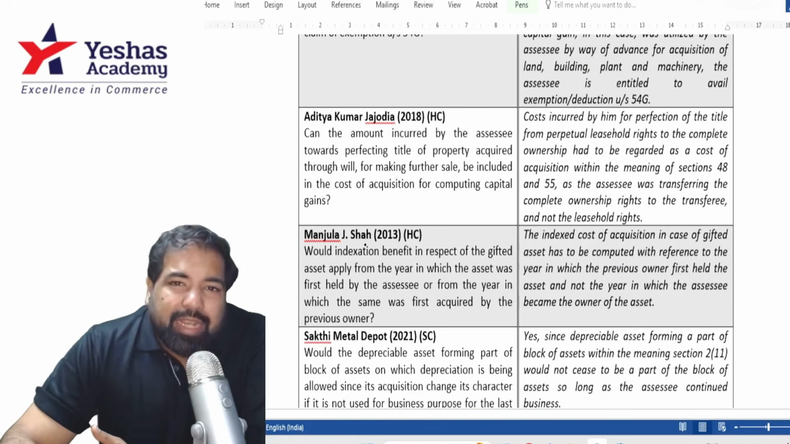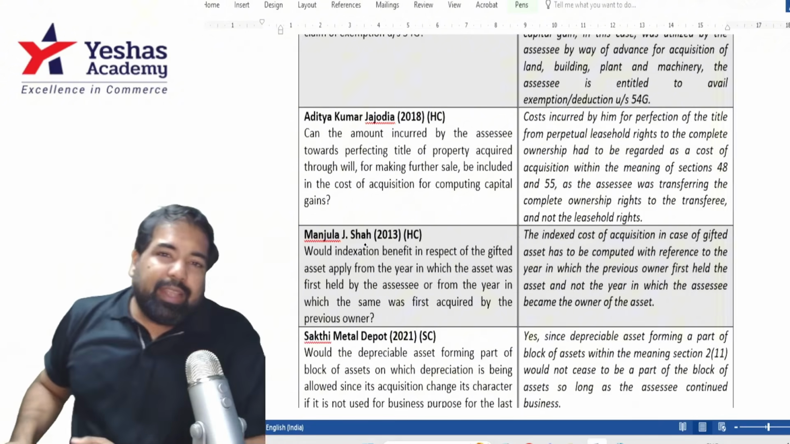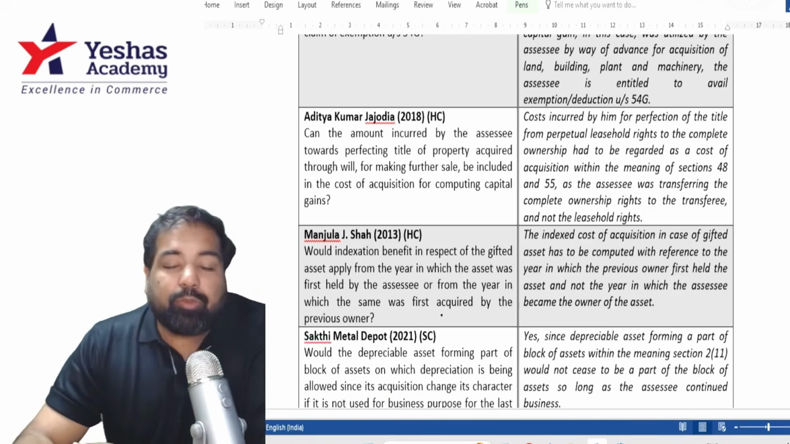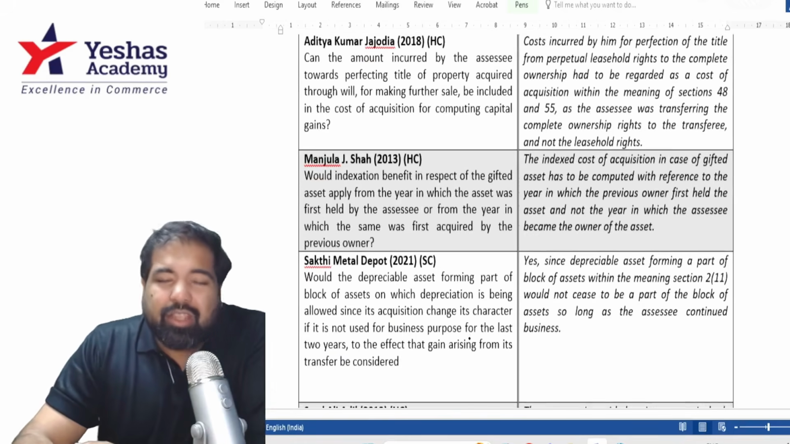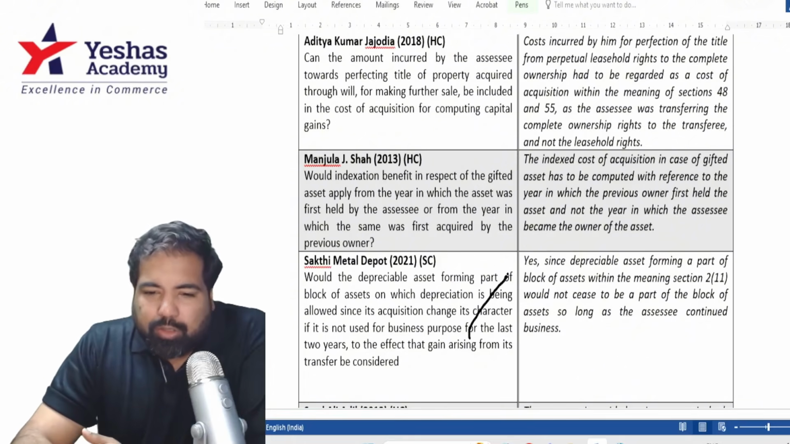Manjula Shah, the classic case law. In this case, there was an asset which was gifted. Example, my father gifted me an asset and I sold that asset. Now will I get indexation from the date I got it or from the date my father got the asset? They say from the date my father got the asset, I will get indexation. But of course now the indexation benefit is reduced, so this case law also loses a lot of importance.